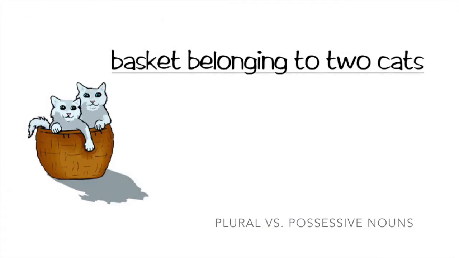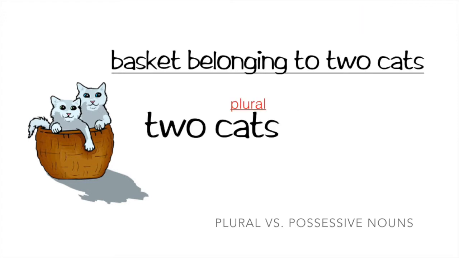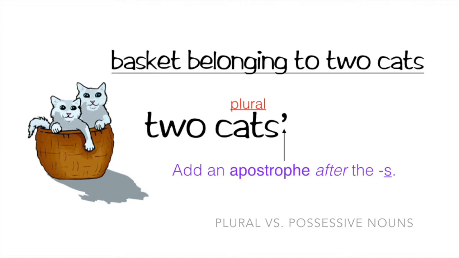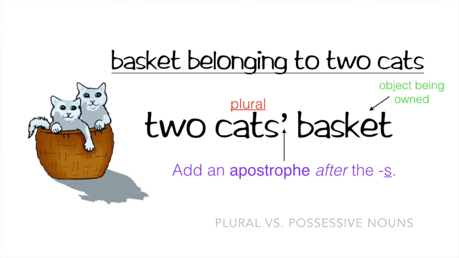In this example, we will write a basket belonging to 2 cats as a plural possessive noun. So we start with 2 cats, where the word cats is plural. Next, we add an apostrophe after the S, followed by the object being owned. So, a basket belonging to 2 cats becomes 2 cats' basket, where cats' is a plural possessive noun.